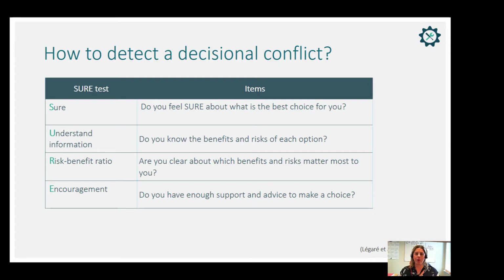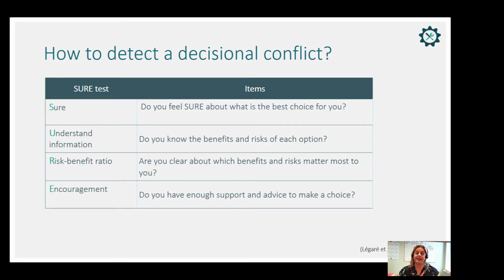Now I want to present you the SURE test, which is used to detect a decisional conflict. So the S is to answer the question, are you sure about what is the best choice for you? The U stands for understand information. Do you know the benefits and risks for each option?